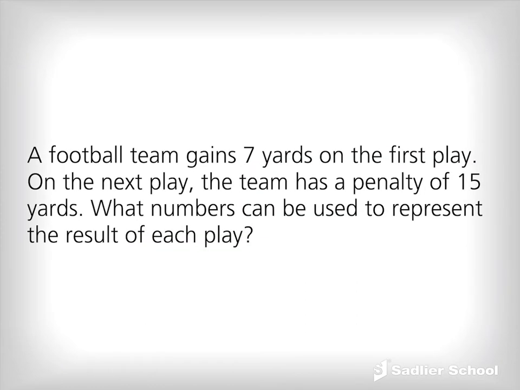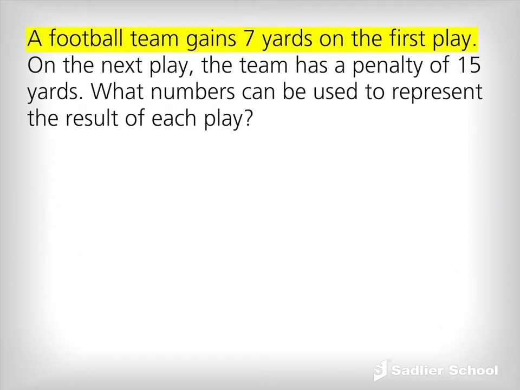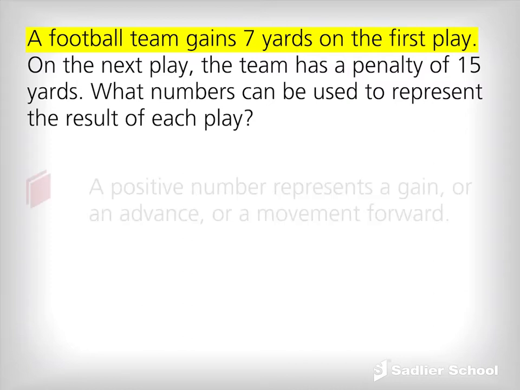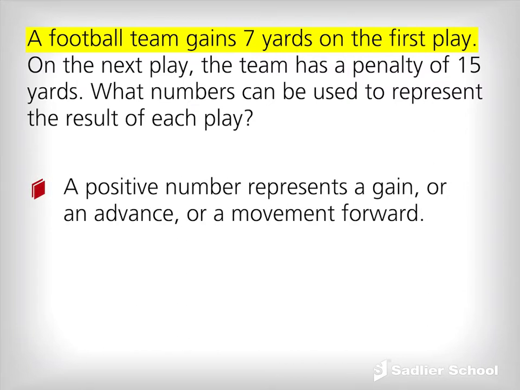A football team gains 7 yards on the first play. On the next play, the team has a penalty of 15 yards. What numbers can be used to represent the result of each play? A gain of 7 yards means that the team moved 7 yards forward. A positive number represents a gain or an advance or a movement forward. The number 7 is used to represent a gain of 7 yards.